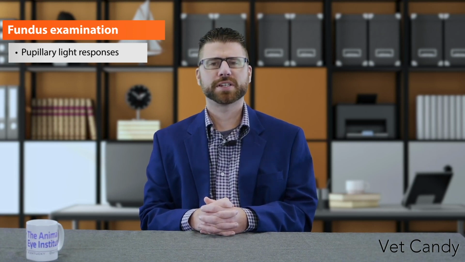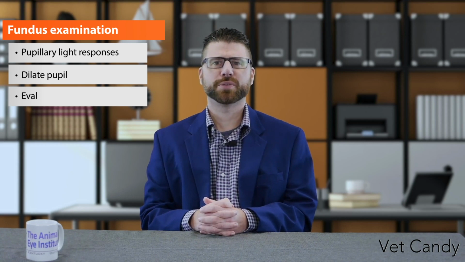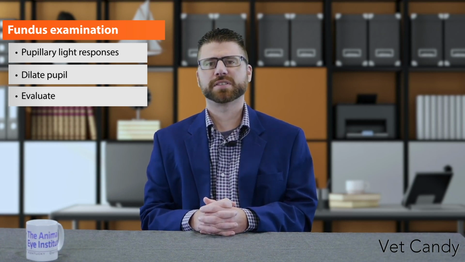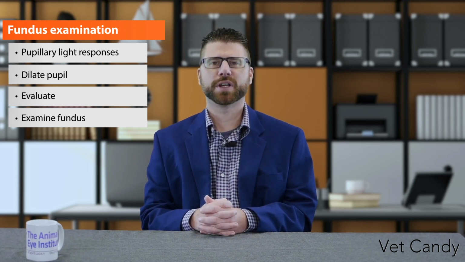So when you receive a patient at your practice and you want to perform an eye exam, first examine the pupillary light reflexes. Are they direct? Are they consensual? Second, you want to dilate the pupil with tropicamide and then have the patient wait 20 minutes before performing your examination. Third, evaluate all ocular media for any opacities that may block a thorough fundus examination. Then fourth, examine the fundus. It's incredibly important to remember to dilate the pupil, otherwise your examination is going to be very limited.